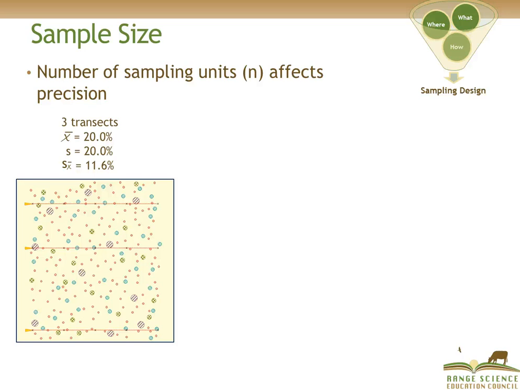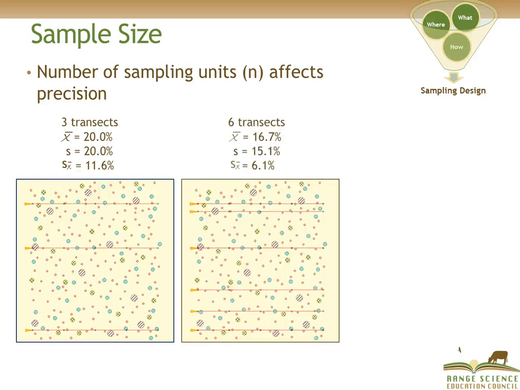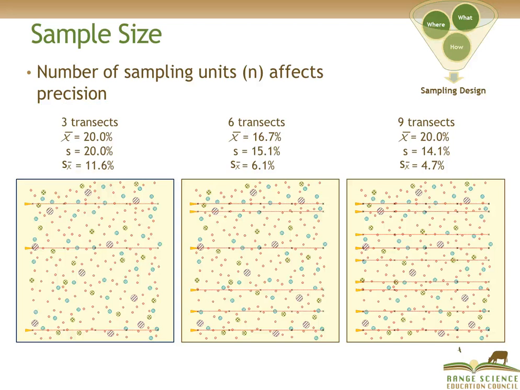In this example, we see 3 transects in a schematic diagram, and then compare that to 6 transects and compare to 9 transects. In all cases, each one of these transects is estimating cover using 5 points, so we're holding the subsampling intensity constant. And we can see that by increasing the number of transects, we have a decrease in the standard deviation and the standard error, and this translates to better precision.